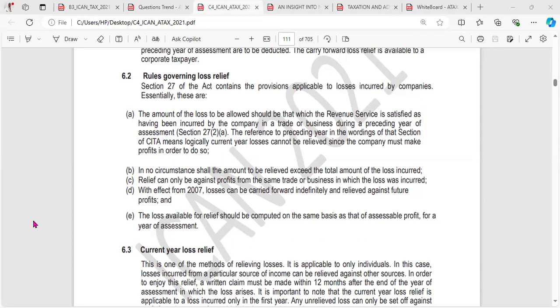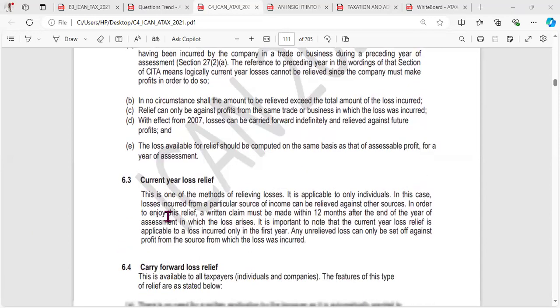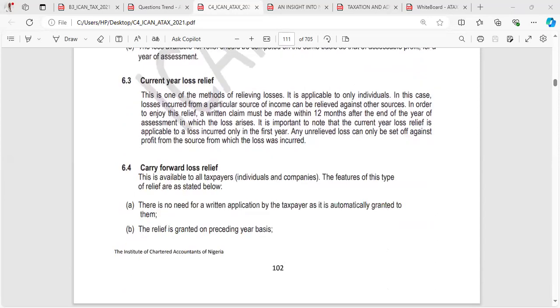All right. So now that we've seen the rules governing loss, let's look at something called current year loss. We'll look at current year loss, then we'll look at carry forward loss. What is current year loss? This is one method of relieving losses. That means you are trying to charge your loss against the profit.